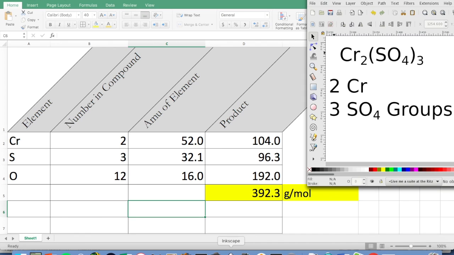Again, if you get nothing else out of this, remember grams per mole is the unit and make a table. And if we can do those 2 things, we'll be in the right spot for Monday.